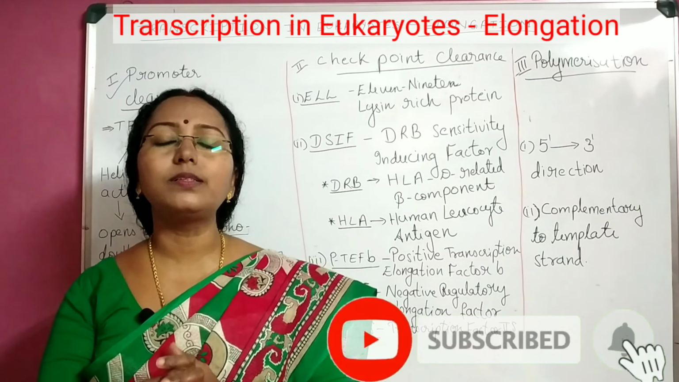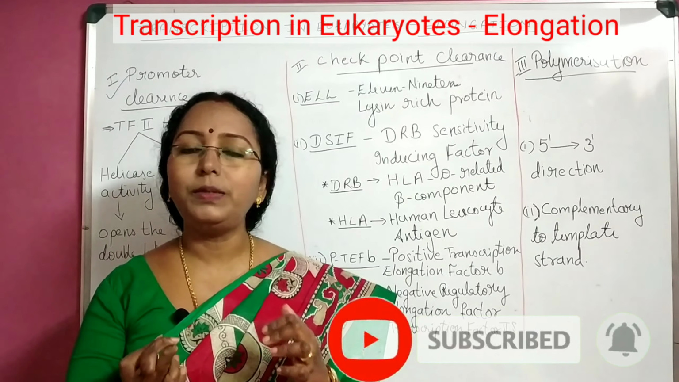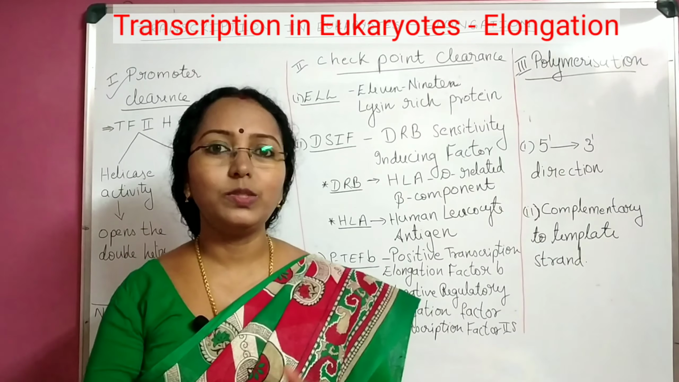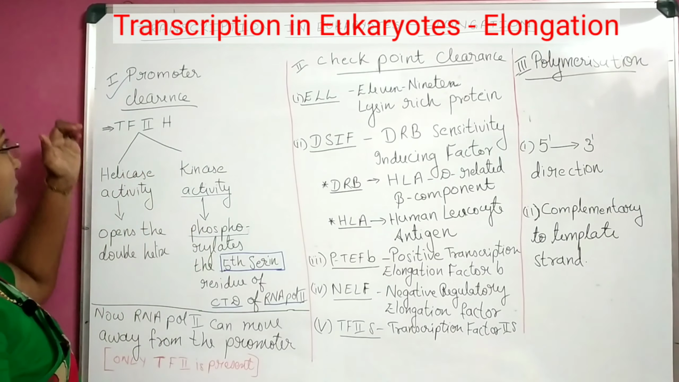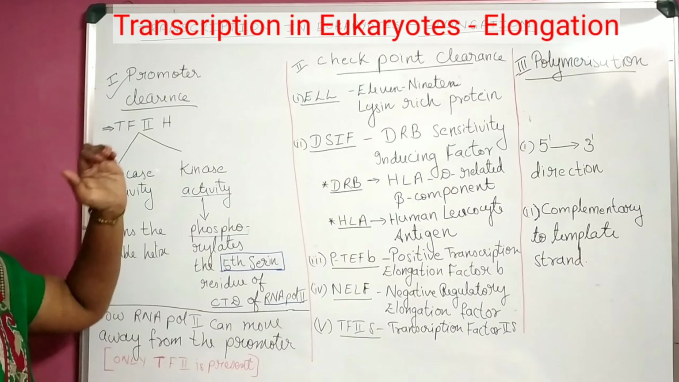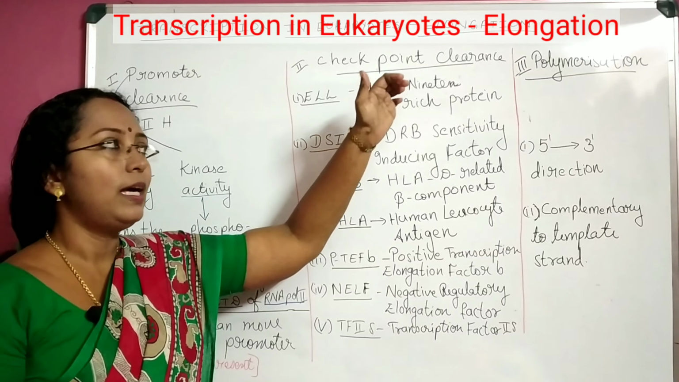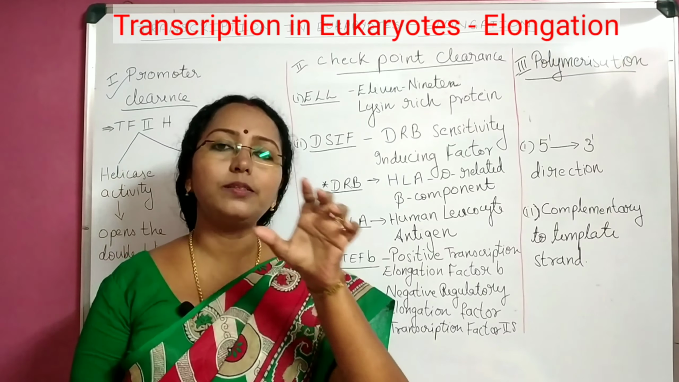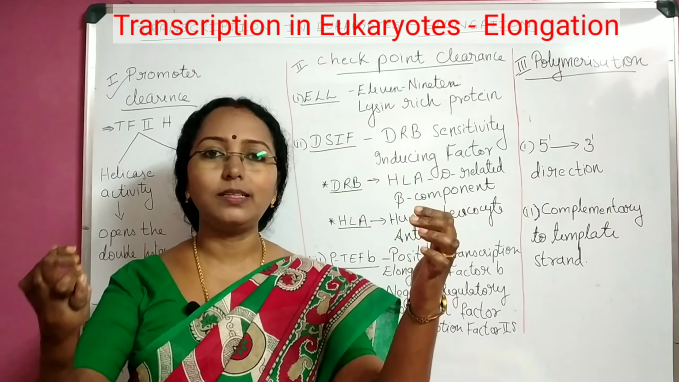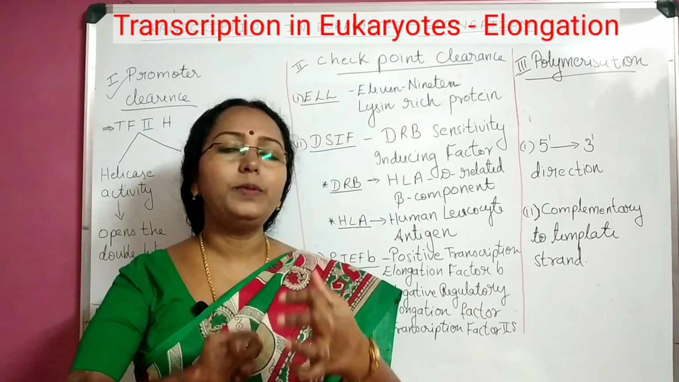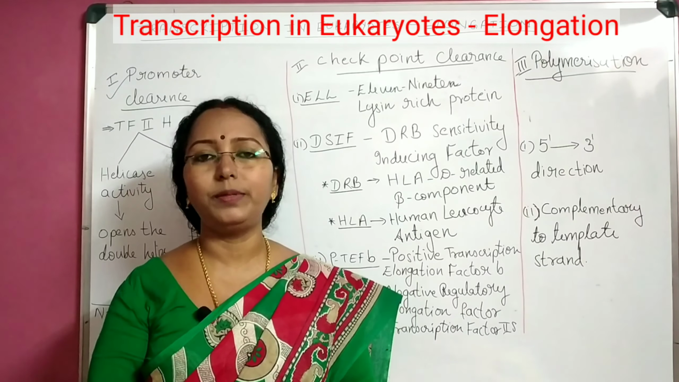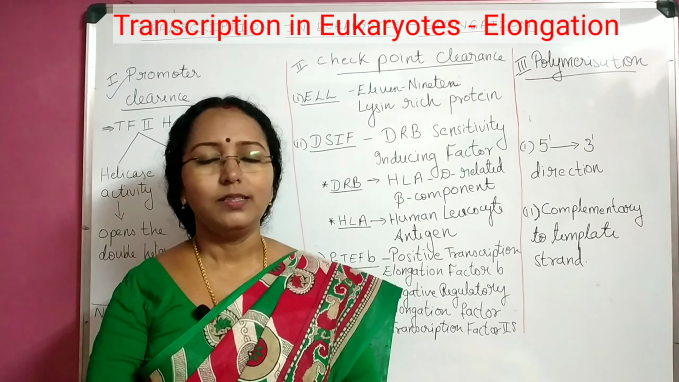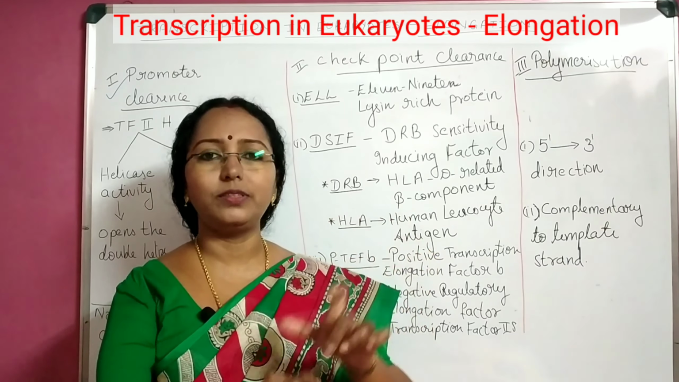So this whole process of transcription elongation can be easily studied if you understand it under three heads. Which are those? First one, promoter clearance, followed by checkpoint clearance, and then polymerization. Once you keep the whole process of elongation under these three heads and learn them related to one another, it will be easy for you to recapitulate for the examination, write down things very easily and also score good marks. So let's learn those heads one after the other.